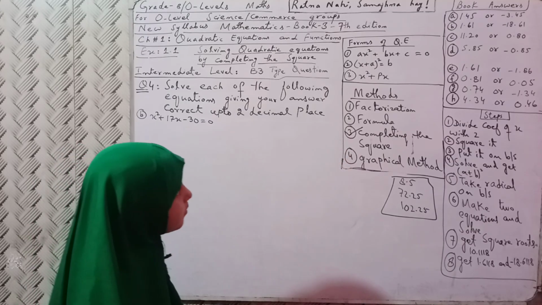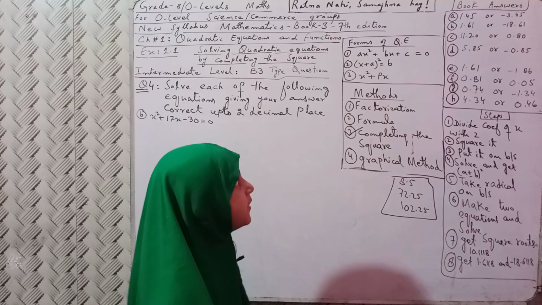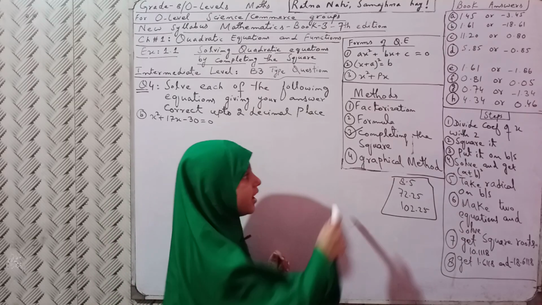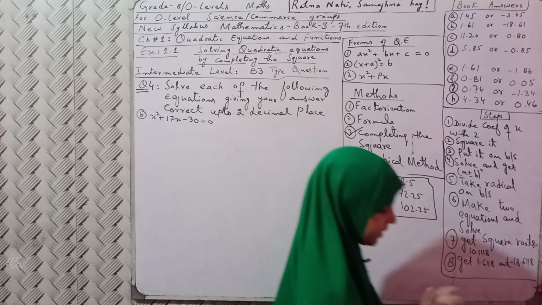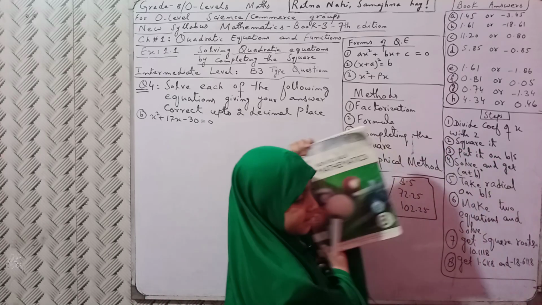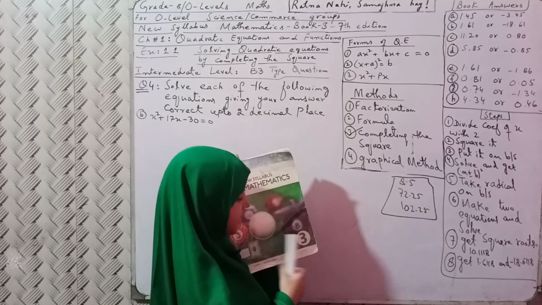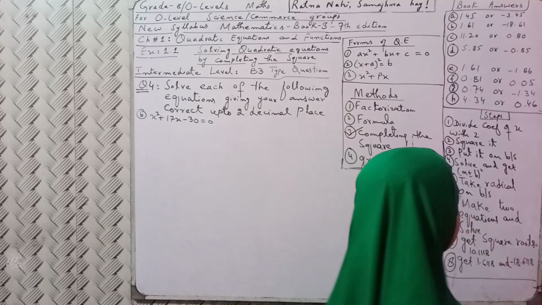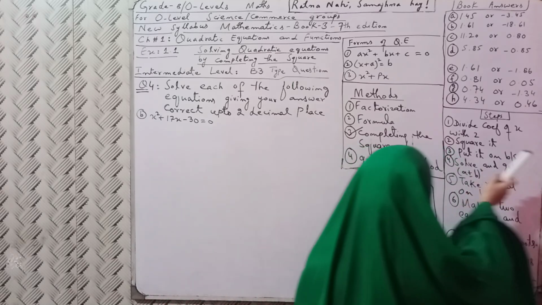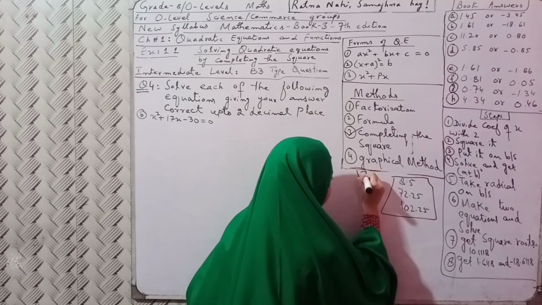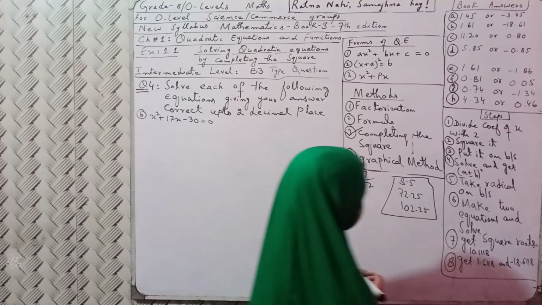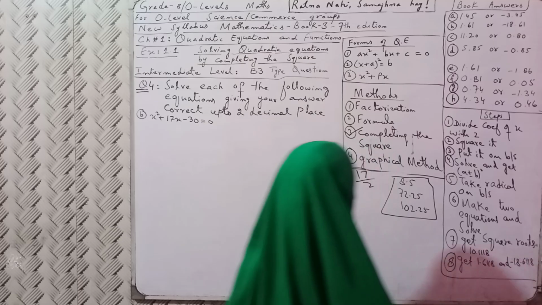Also the forms of quadratic equations are written, along with the methods. We are going to start with the completing the square method. Also the book answers and the steps are written. You can see it. We are going to do this from O-Levels Maths Book 3. Now the first step is to divide the coefficient of x by 2. So 17 upon 2. Then square it and put it on both sides.